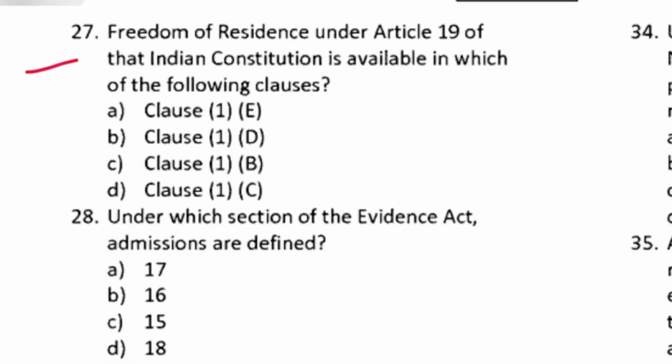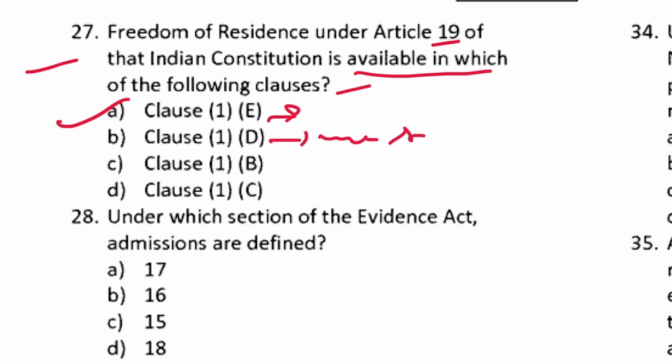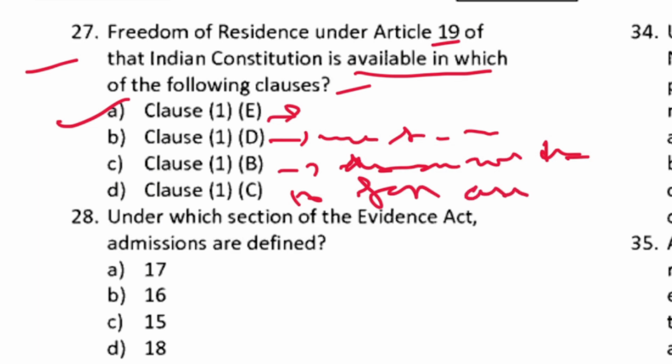Next 27. Freedom of residence under Article 19 of the Indian Constitution is available in which of the following clauses? It is in 19(1)(e). A is the answer. D is move freely throughout the territory of India. B is assemble peaceably and without arms. And C is to form association or union.